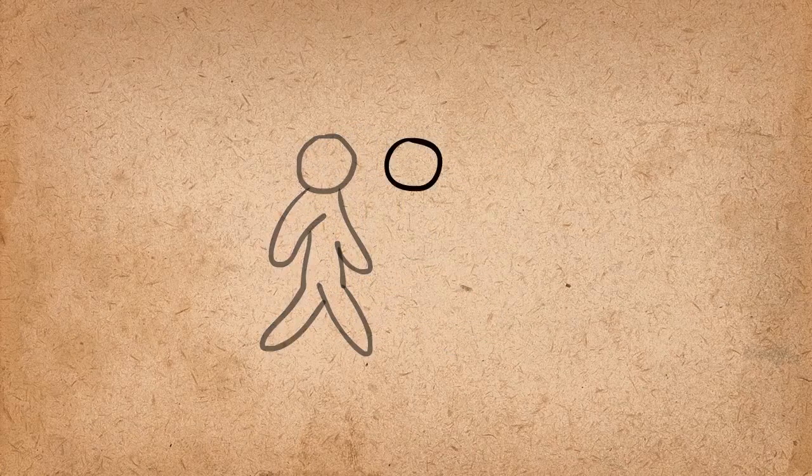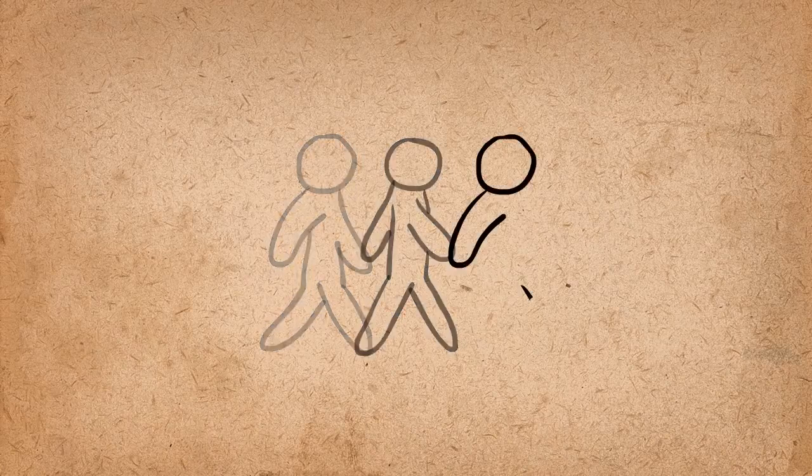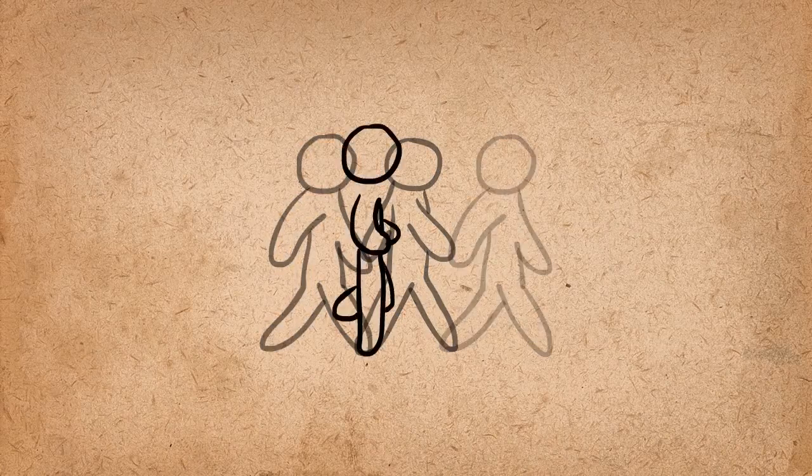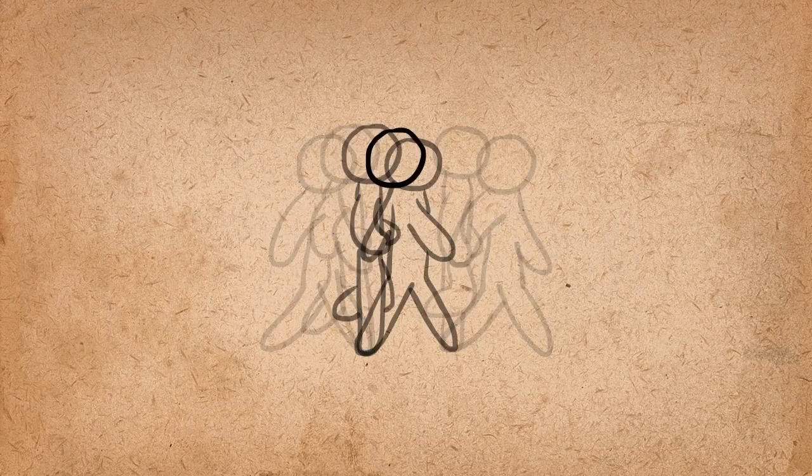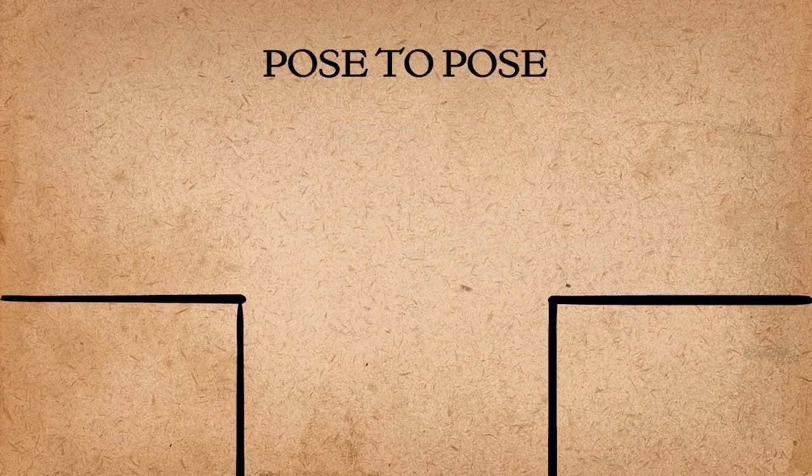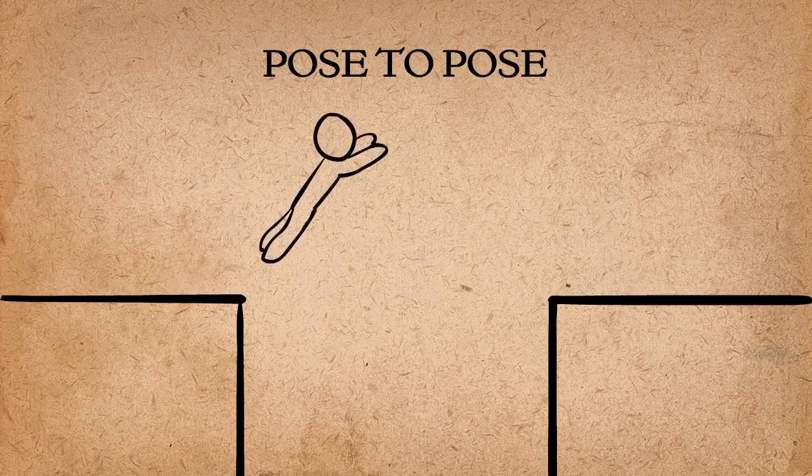The second method, pose to pose, is where you draw the beginning and end of each main pose and go back later to fill in the drawings in between. So there are benefits to both methods. Pose to pose is generally better for most actions because it gives you the most control. You have a good idea of what the action is going to look like very early in the process.